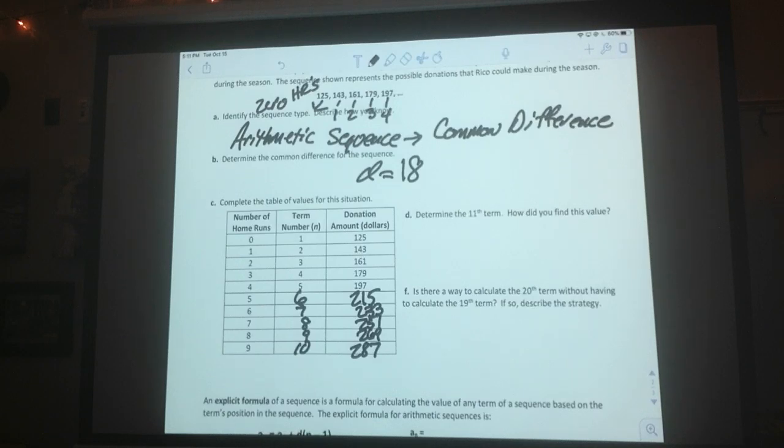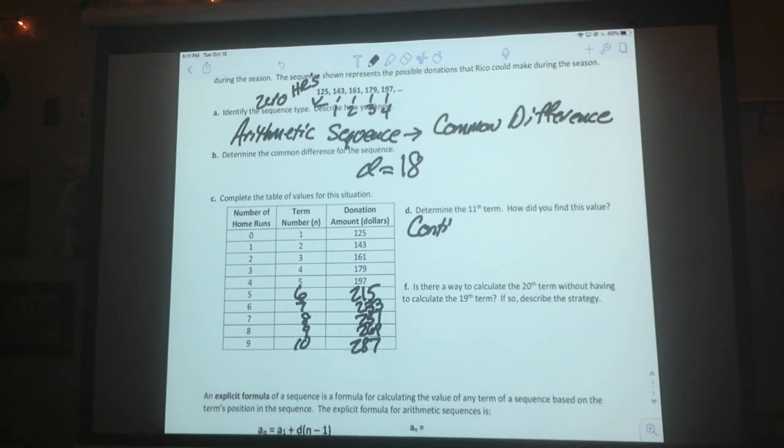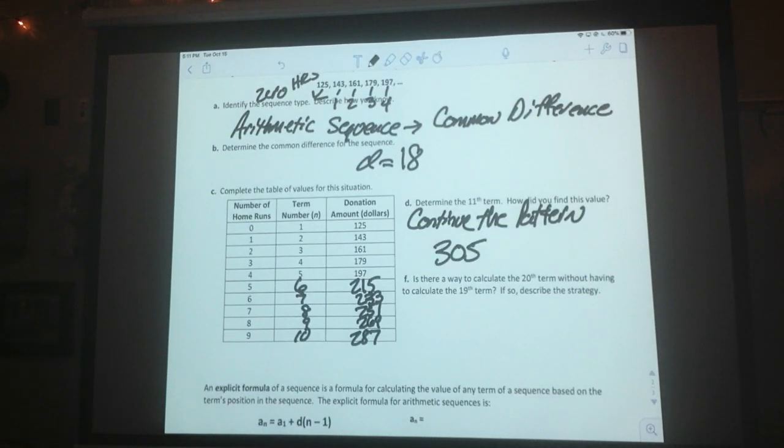Well, yeah, you can find it. You could continue the pattern, right? And what I mean by that is I could simply add 18 to 287, and then I could add 18 to the number right after that, right? In this case, the 11th term is only going to be one more. So 18 plus 287 is simply 305. I know that. All I had to do was add 18 to 287.